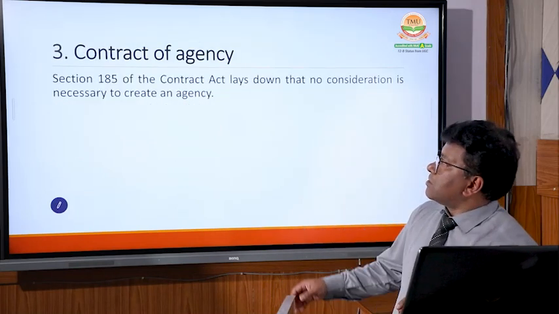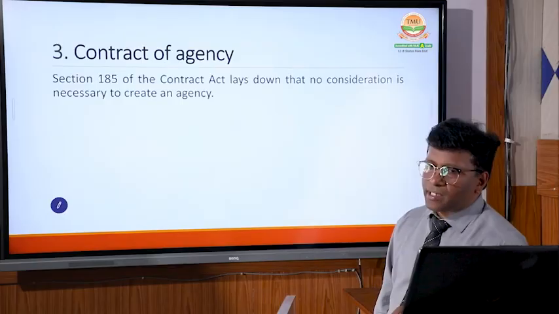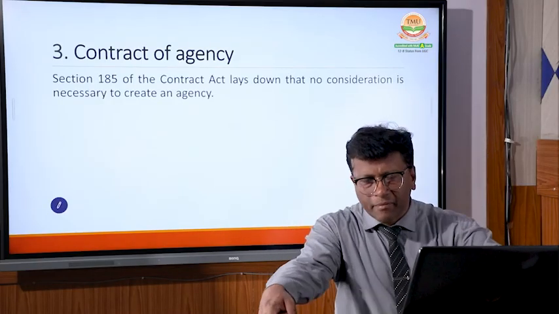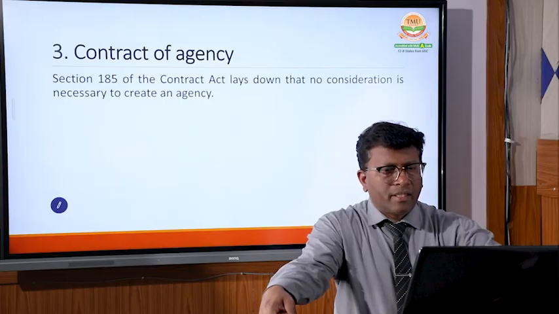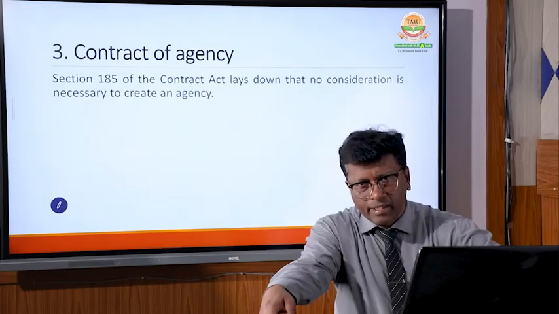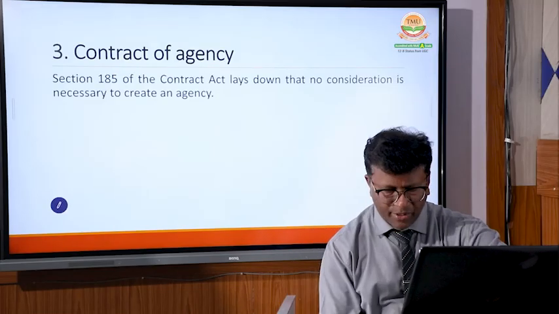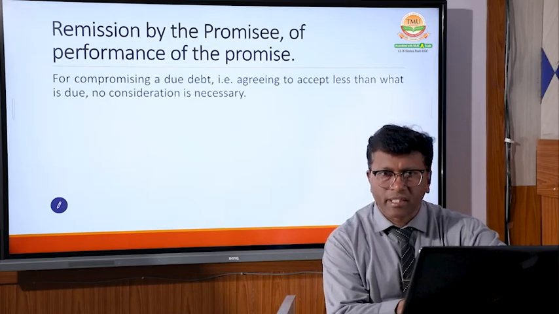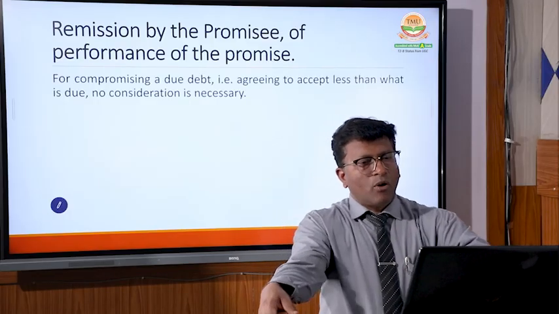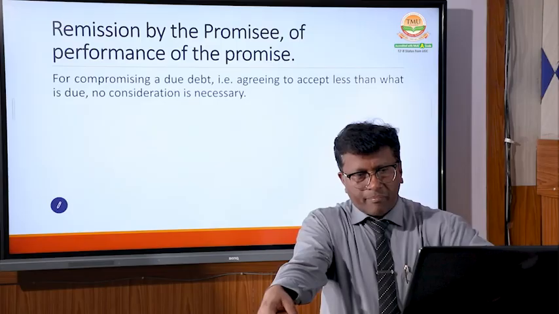Now we talk about the contract of agency. In the case of agency, Section 185 of the Contract Act describes that there is no requirement of consideration in the case of agency or for a particular business. So this is also an exception to the law. Remission by the promisee of performance of the promise.